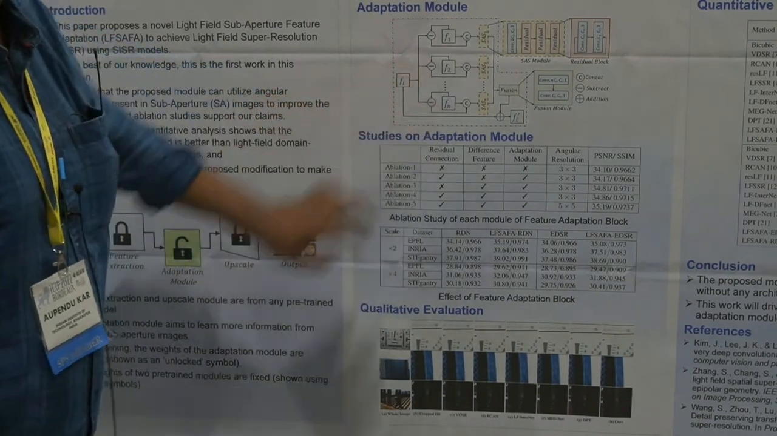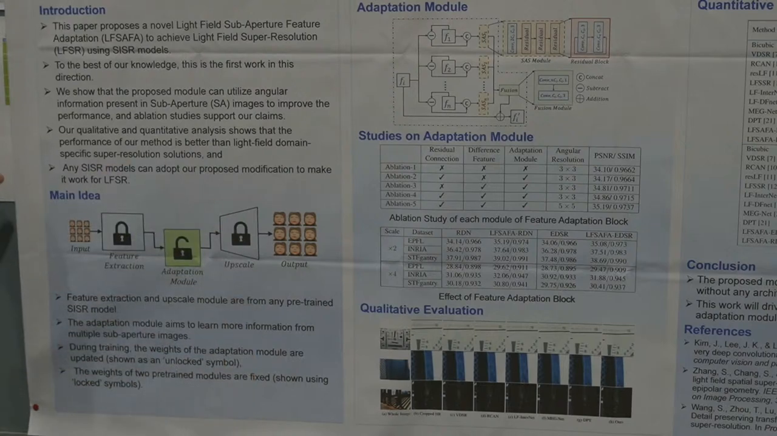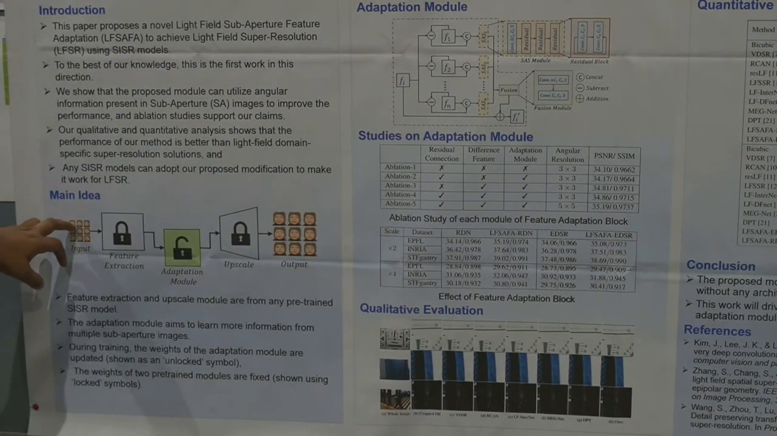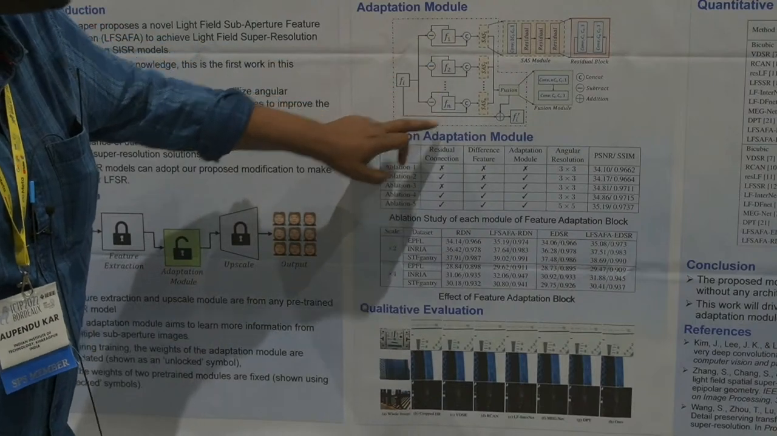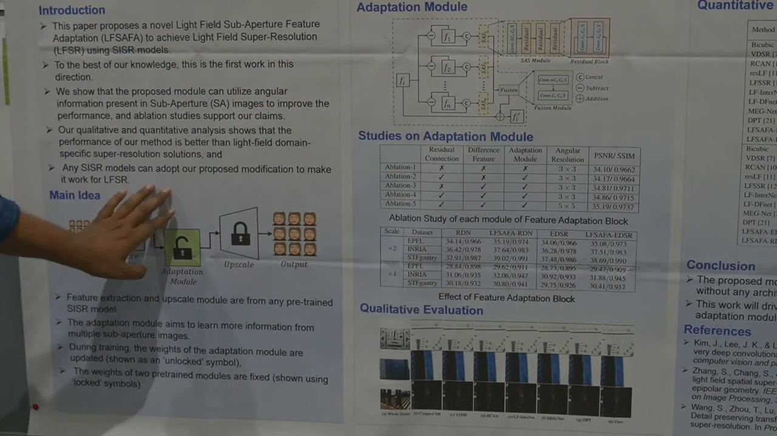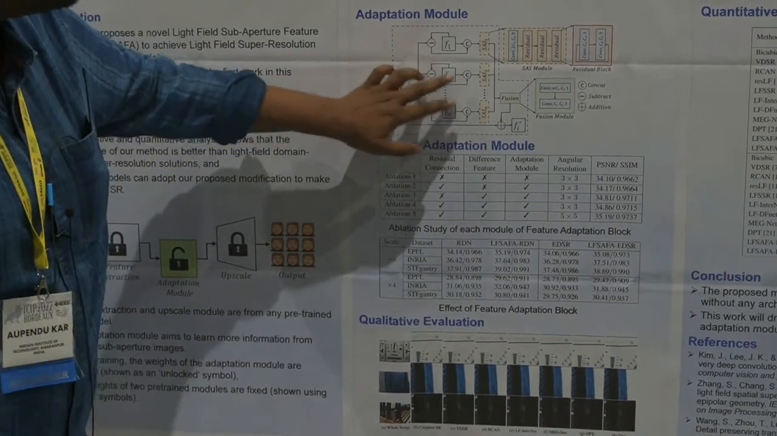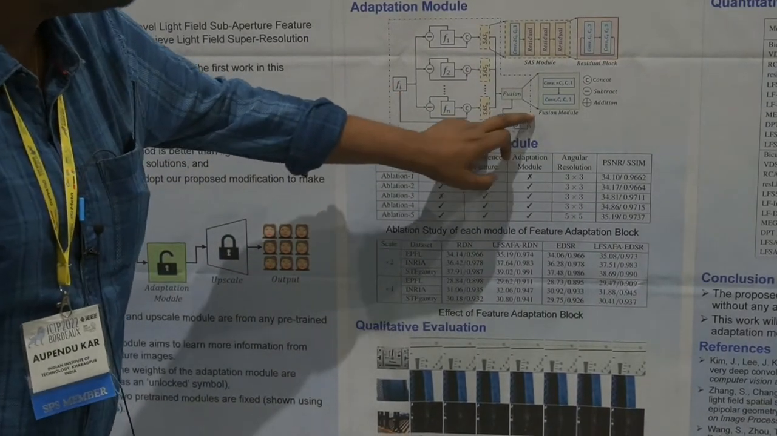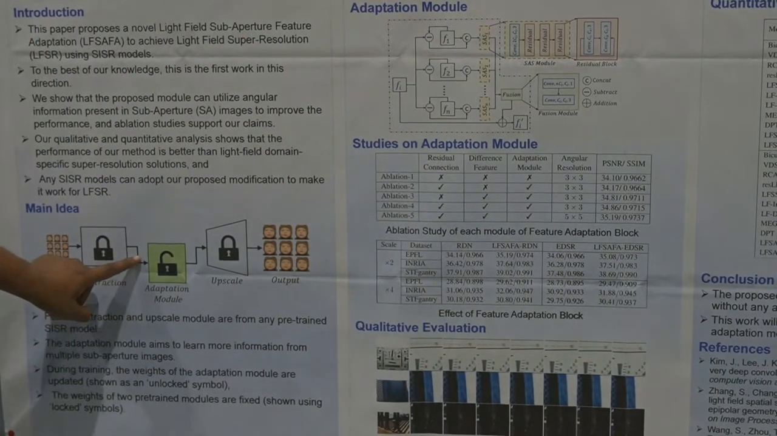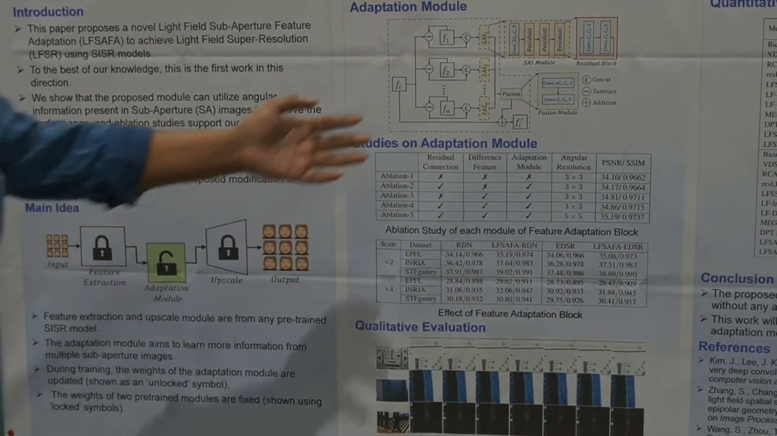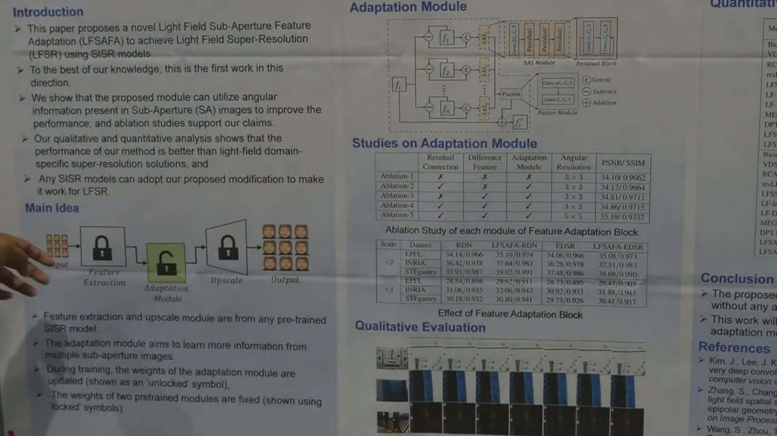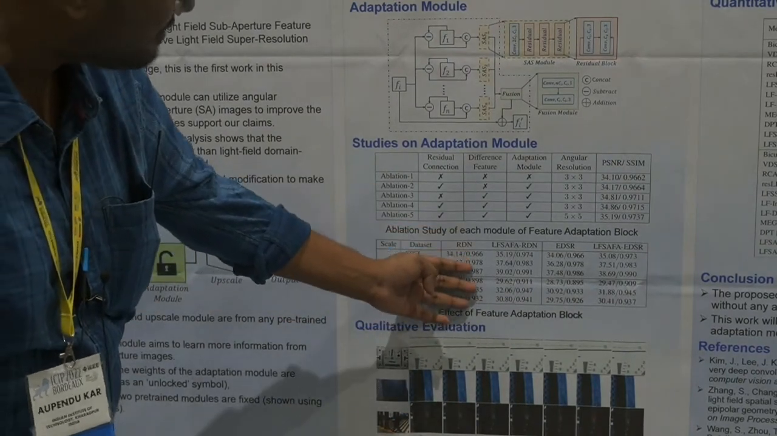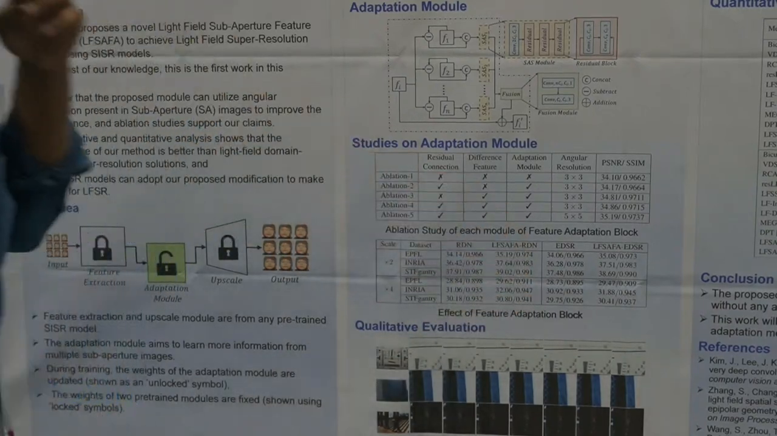So this is our proposed adaptation module. Suppose we want to upscale this center image. So Fi is that image and we extract the features from other images. So F1, F2 and Fn are features from other images. We fuse those features with Fi and this is the modulated features Fi dash. We can observe that this adaptation module, by exploiting the features from other images, improves the performance, which can be seen here. This is without adaptation module and this is with adaptation module.